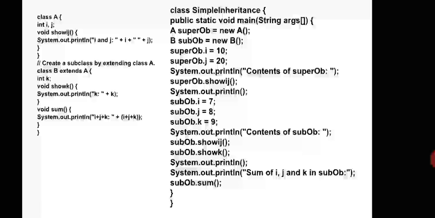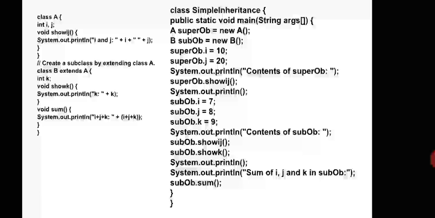Calling the show K method is not a problem, because you have created the object for class B. But the new thing is, using the object of class B, you are accessing the method which is present in class A, because of that inheritance concept. This is the difference. Now System.out.println: you are going to print the sum of I, J, K, whatever values you get from show IJ and show K. Whatever values you assigned, those values will be added up. This is how you can do it.